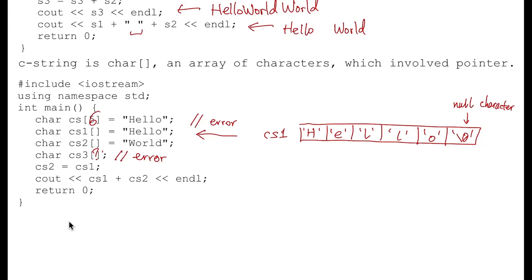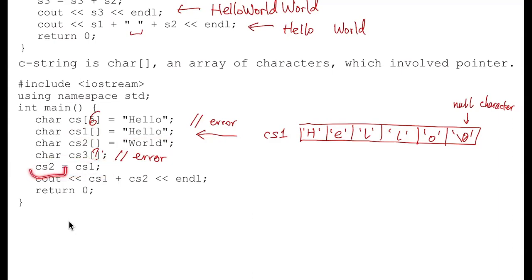Okay, and next, if you look at S1 and C string 1 and C string 2. C string 1 stores hello, so it has 5 characters with a null character at the end. Now C string 2 stores world. World also has 5 characters with a null character at the end. Now you might think you can just change the S1, so we can store the S2 to S1. It seems like it has enough space.